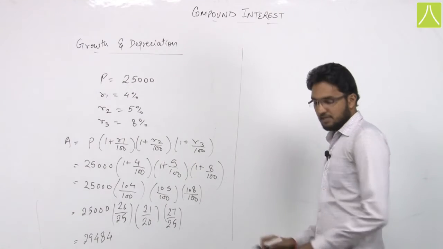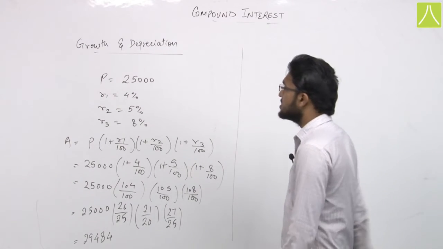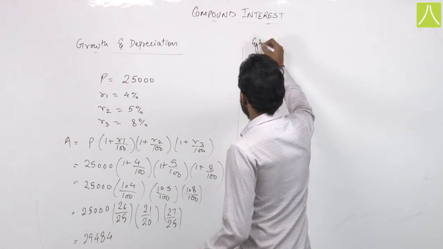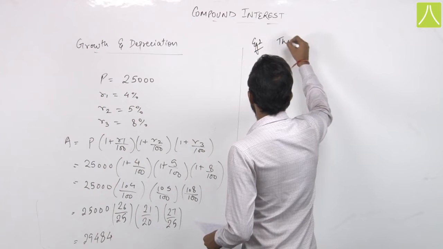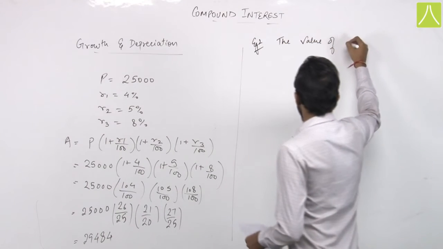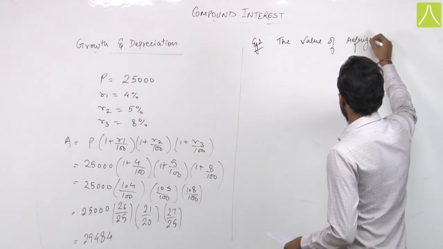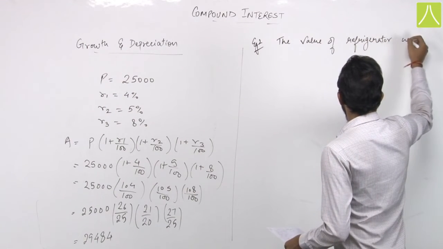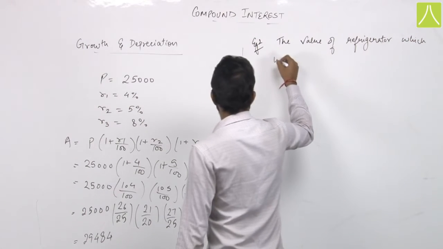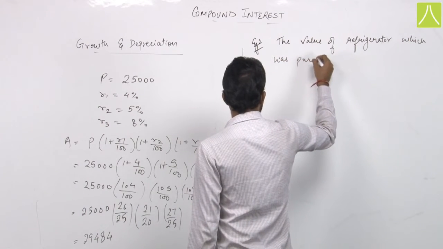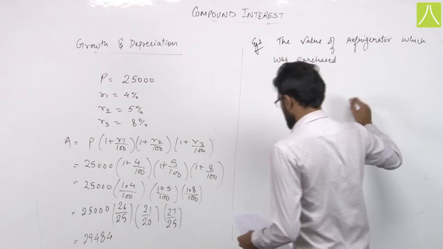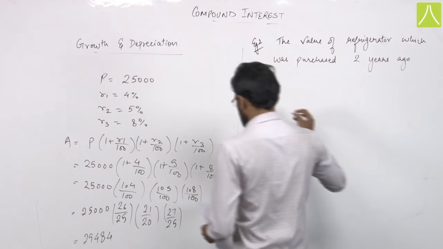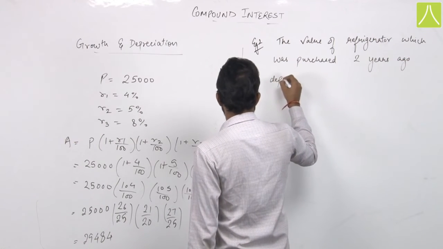Let us see another example in which we have to calculate the depreciation amount, in which the value is going to decrease. We have another example here: the value of a refrigerator which was purchased two years ago depreciates at 12% per annum.